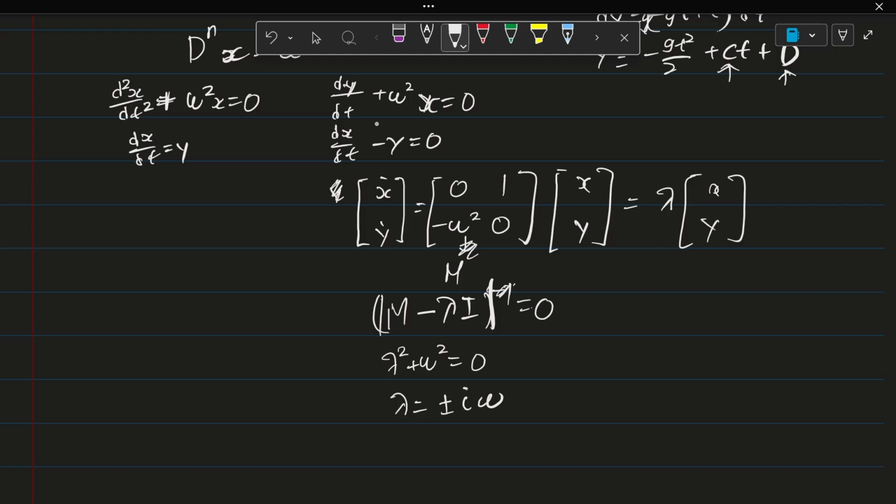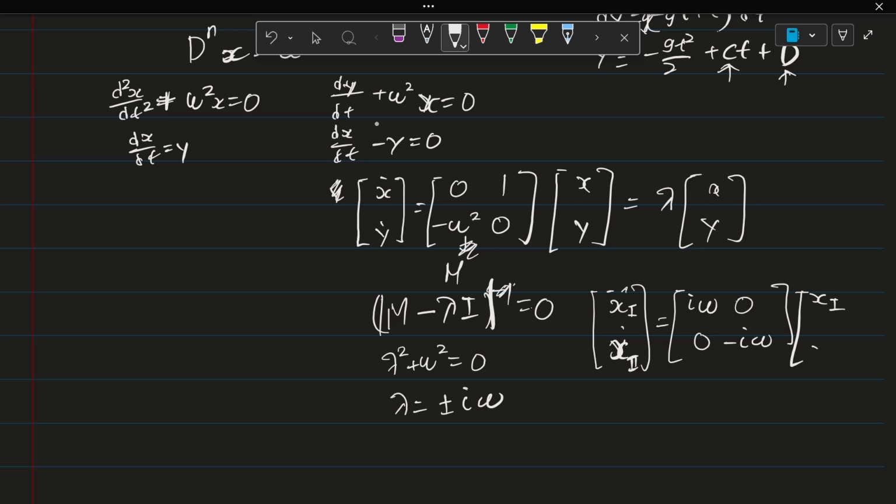Now this means that you would get your differential equation to be something like this. x dot and y dot here, and this would equal to, sorry, so we'll just transform this into our new coordinates, x1 and x2. We'll just use these two new coordinates. So it will be i omega and negative i omega, corresponding to each of the eigenvalues, and then you would get the components in x1 and x2.